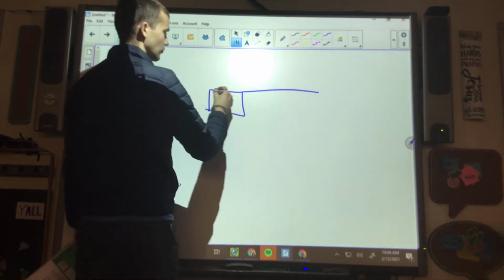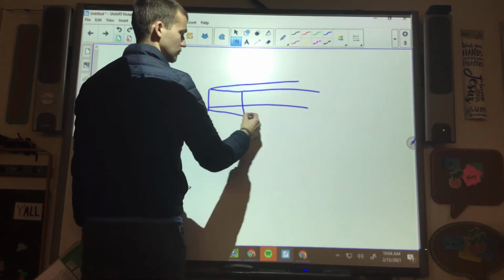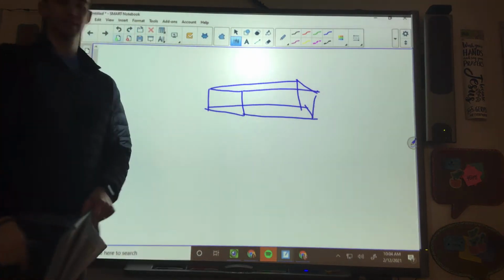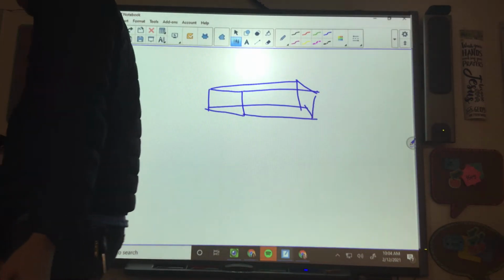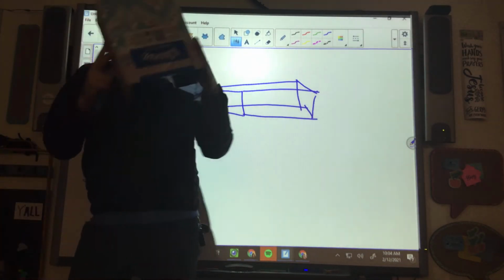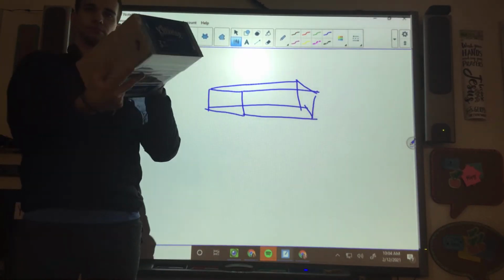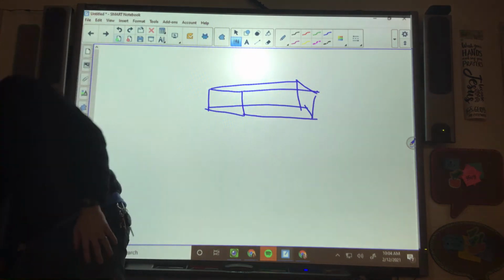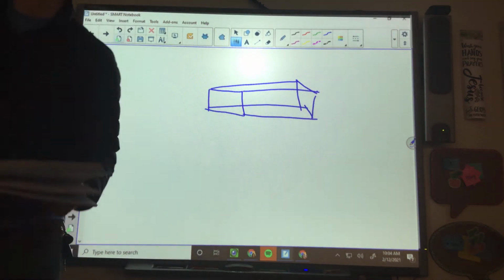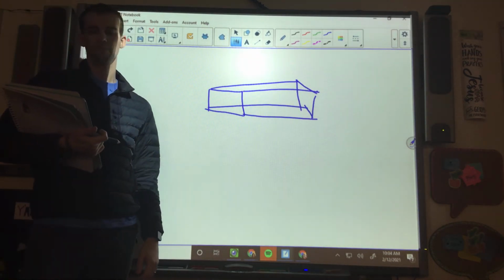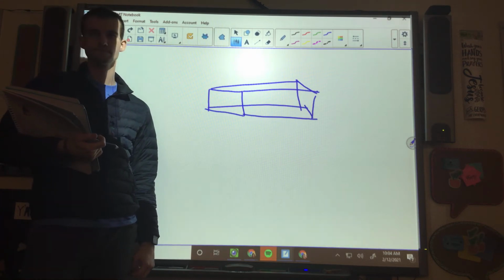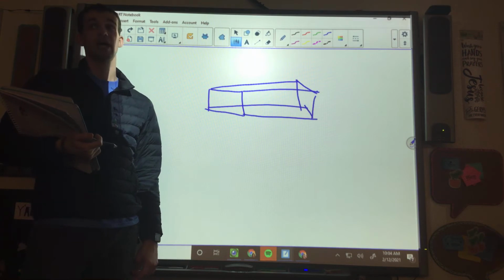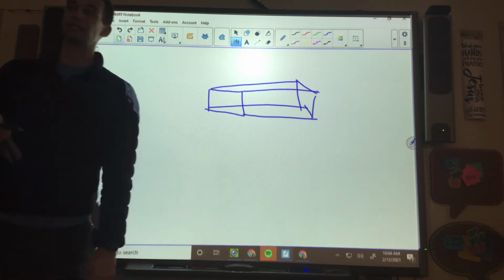So it goes like this. It's a rectangle? So you could say this is kind of like a rectangular prism. That's more specific to a rectangular prism. A prism is two identical lines. Not identical lines, you mean parallel lines? Yeah. Most prisms will have parallel lines in them.